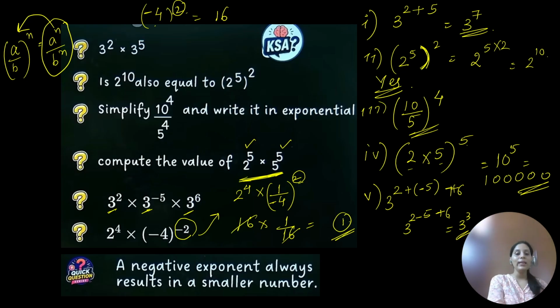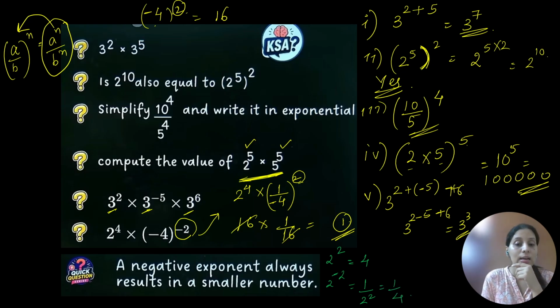Now, lastly, very important, can a negative exponent always result in a smaller number? Let us see. The power is negative. Suppose I have 2 square. 2 square is 4. But if I have 2 power minus 2, it is 1 by 2 square, which is 1 by 4. Yes, in this case, the positive exponent gives us 4, but the negative exponent gives us 1 by 4, which is lesser.